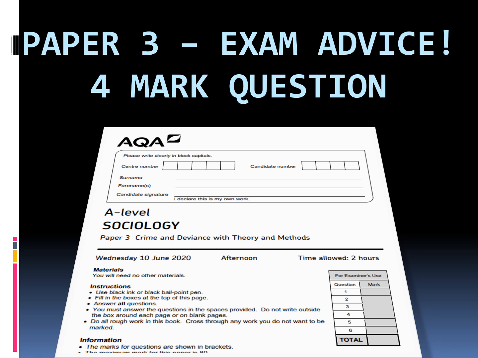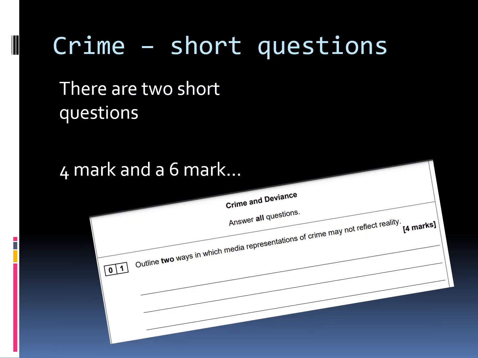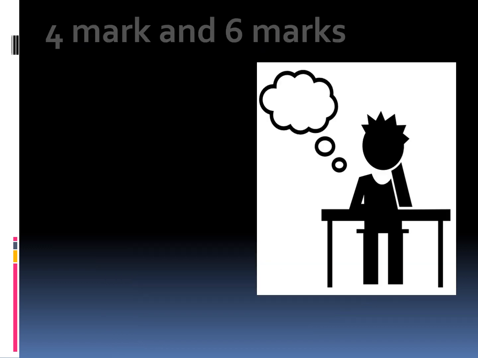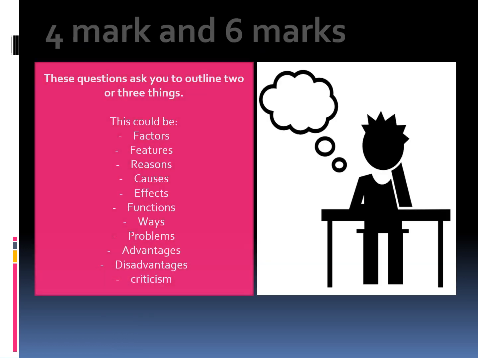This video tutorial is going to help you answer a 4-mark question from paper 3 2020, and it's about the media and crime. A quick reminder about paper 3. On this paper there will be 2 short questions and they will be a 4-mark and a 6-mark question. Now your 4 and 6-mark questions will ask you to outline 2 or 3 things. These could be factors, reasons, causes, effects, ways and so on.